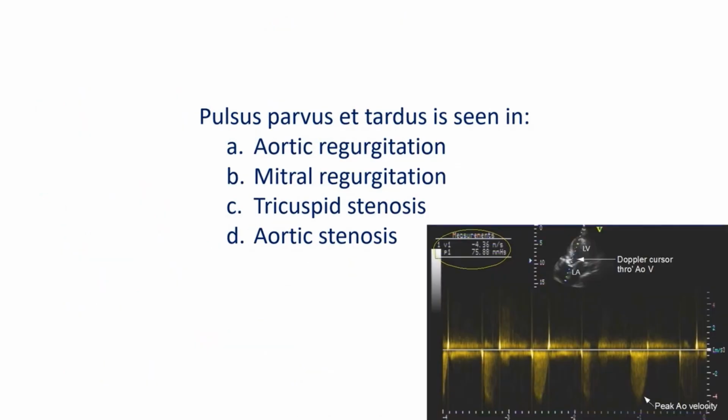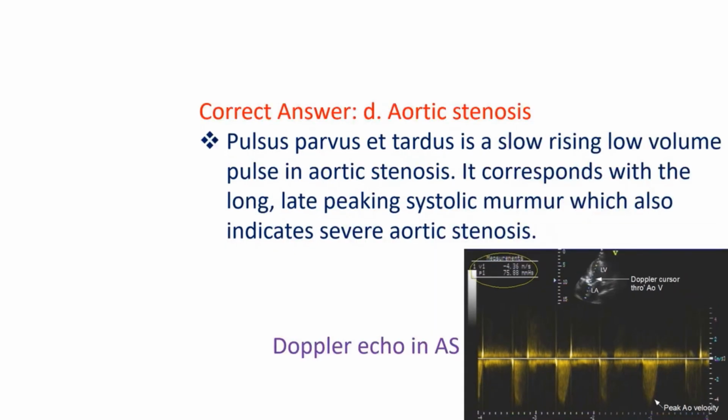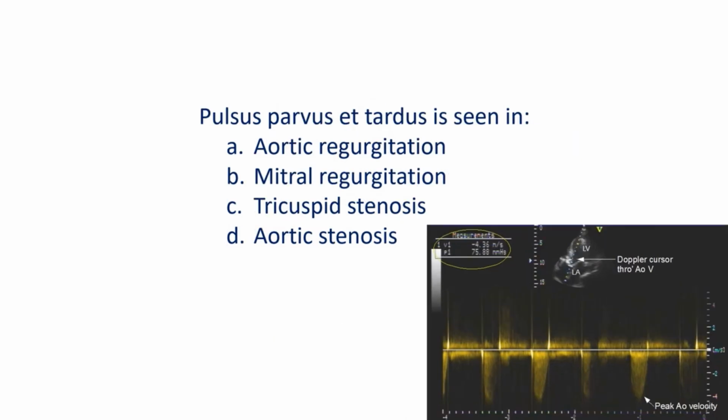Pulsus parvus et tardus is seen in A. Aortic regurgitation, B. Mitral regurgitation, C. Tricuspid stenosis, D. Aortic stenosis. Correct answer D. Aortic stenosis. Pulsus parvus et tardus is a slow rising, low volume pulse in aortic stenosis. It corresponds with the long, late peaking systolic murmur, which also indicates severe aortic stenosis.